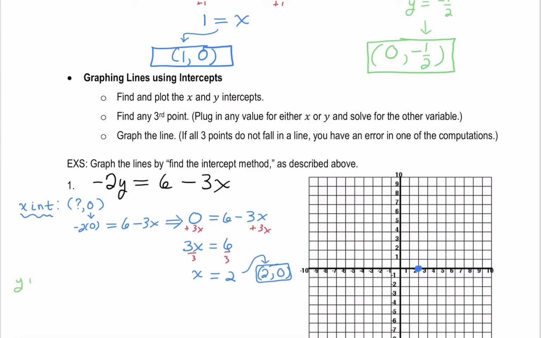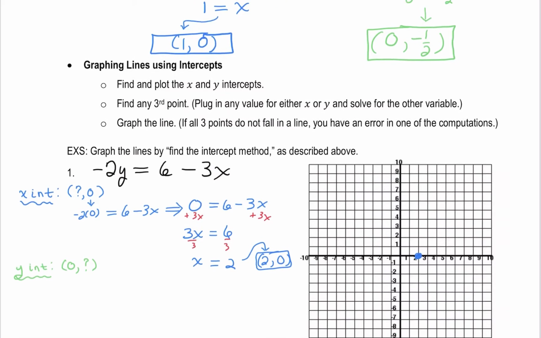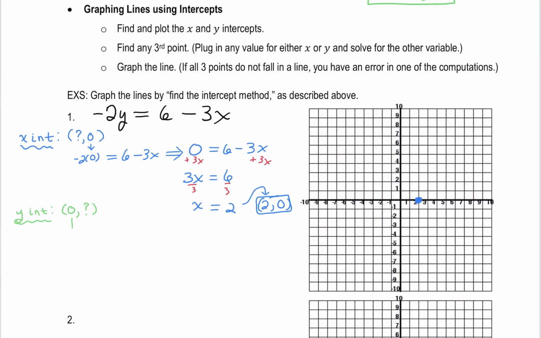All right, let's now find the y-intercept. So the y-intercept is where we're going to sub in 0 for x and solve for y. So subbing in 0 for the x, I'm going to have negative 2y equals 6 minus 3 times 0. And so that whole 3 times 0 term is gone. So I have negative 2y equals 6. And solving here, just dividing both sides by negative 2, I now end up with y equals negative 3.